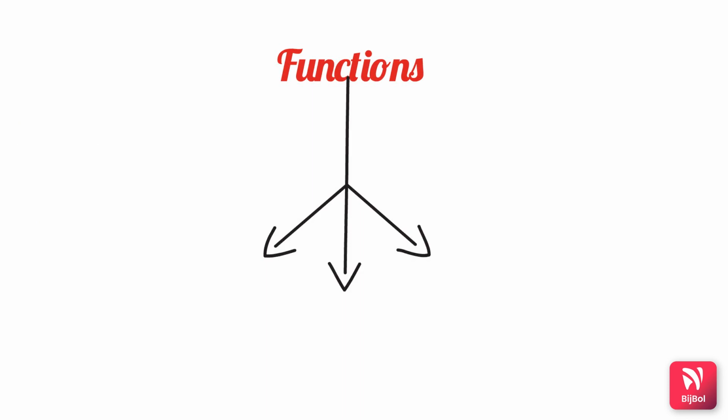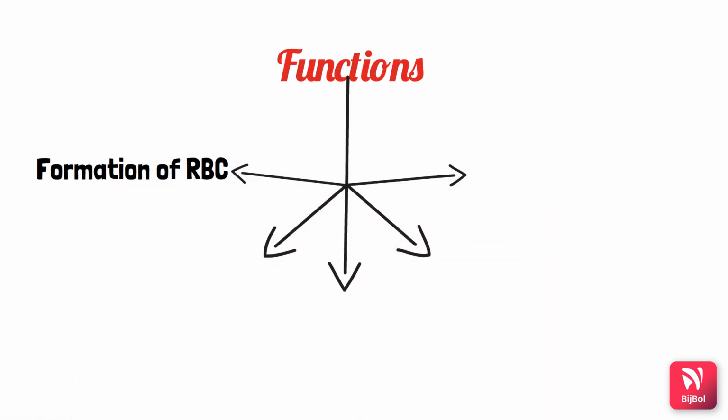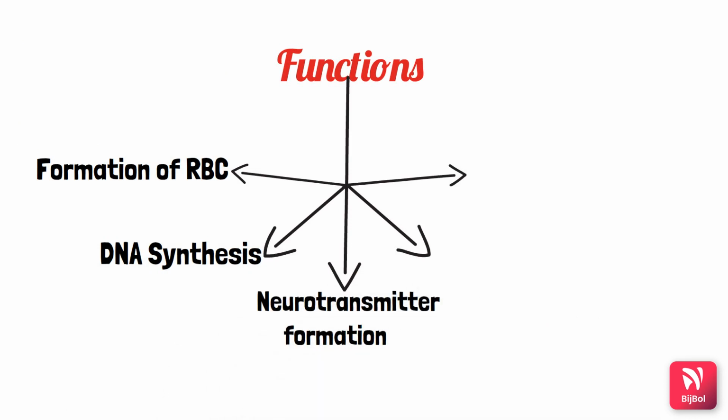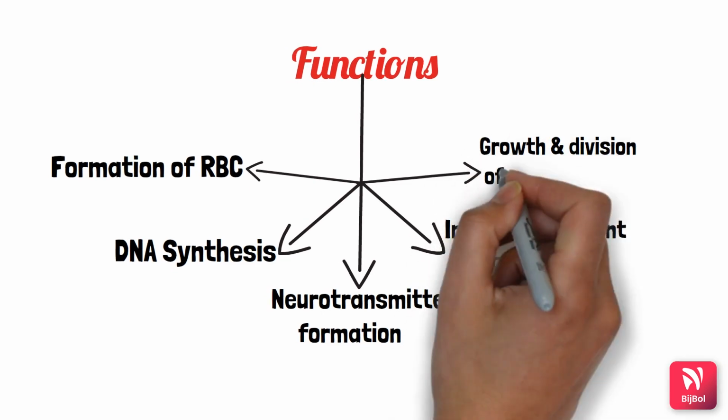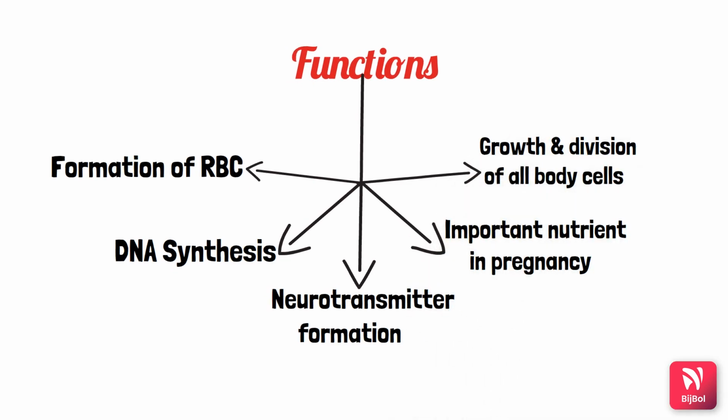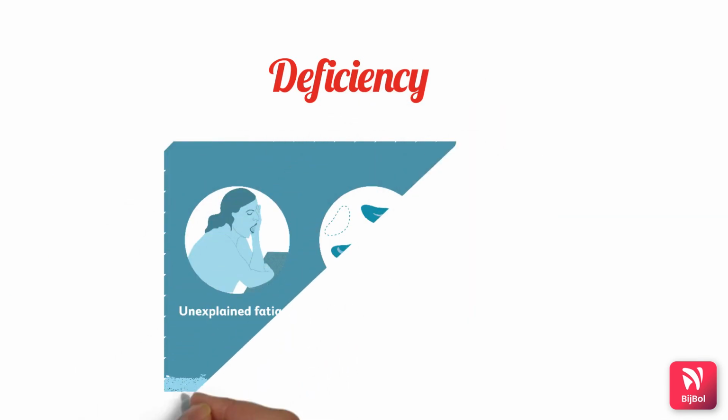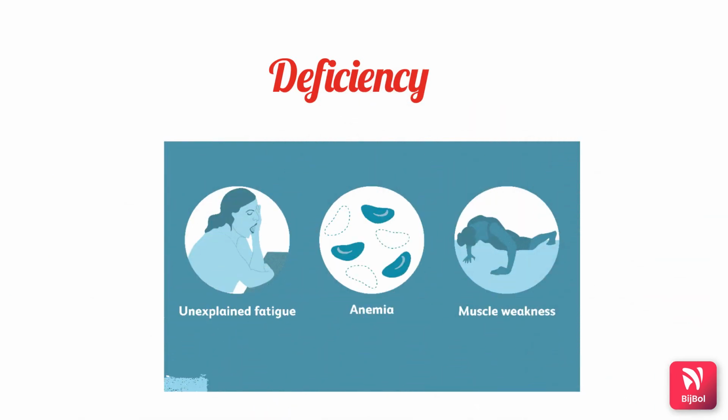Now let us discuss the functions of folic acid. It has varied functions. It is helpful in the formation of RBC. It is helpful in DNA synthesis. It is also helpful in neurotransmitter formation. It is also an important nutrient in pregnancy. It's also involved in growth and division of all the body cells. Now coming to the deficiency symptoms. Deficiency symptoms include unexplained fatigue, anemia, and also muscle weakness.